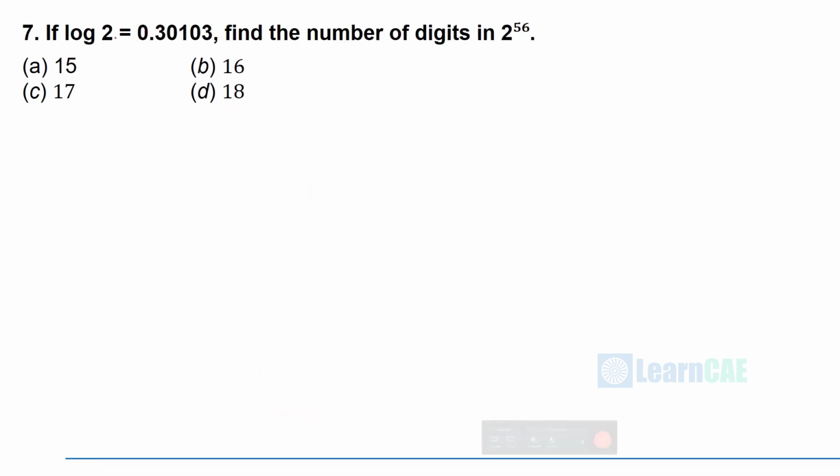Next question. If log 2 is equal to 0.30103, find the number of digits in 2 power 56. Okay. Whenever the question comes with number of digits, you have to find out the logarithm, and from logarithm you have to evaluate the characteristic. We have earlier seen what is characteristic. We shall quickly revise and come back.